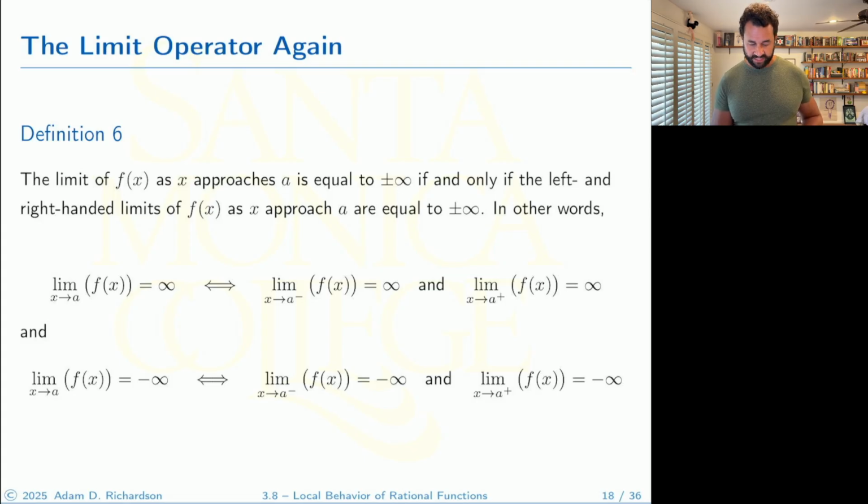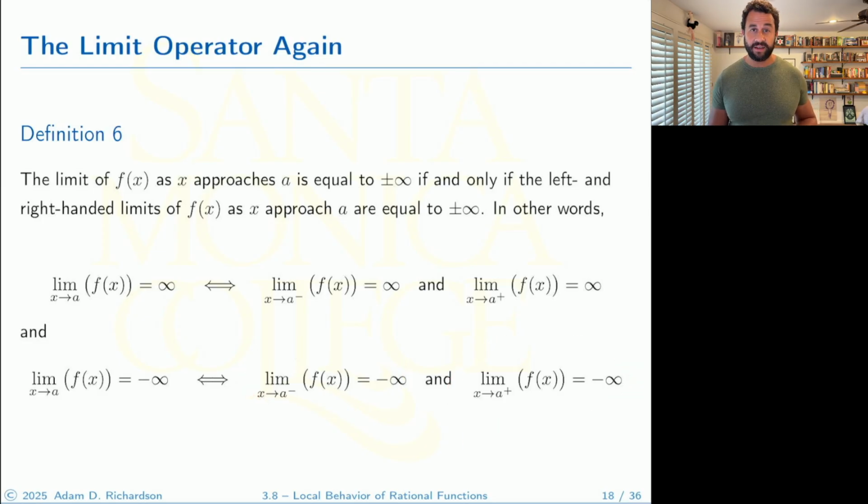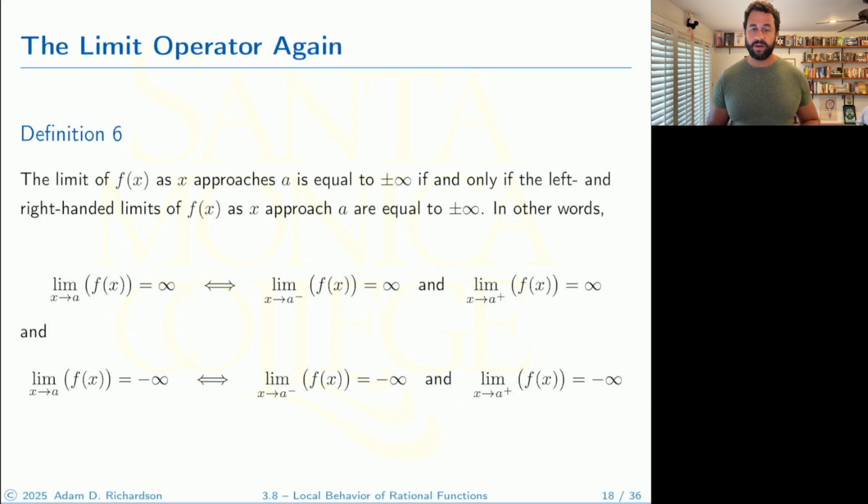And then similarly, if we say the limit as x approaches a of f of x is negative infinity, we mean from both sides, from the left side and from the right side. And if we need to specify that it's coming from the left or the right, we can. So when we talk about a limit as you approach a point, we mean from both sides.